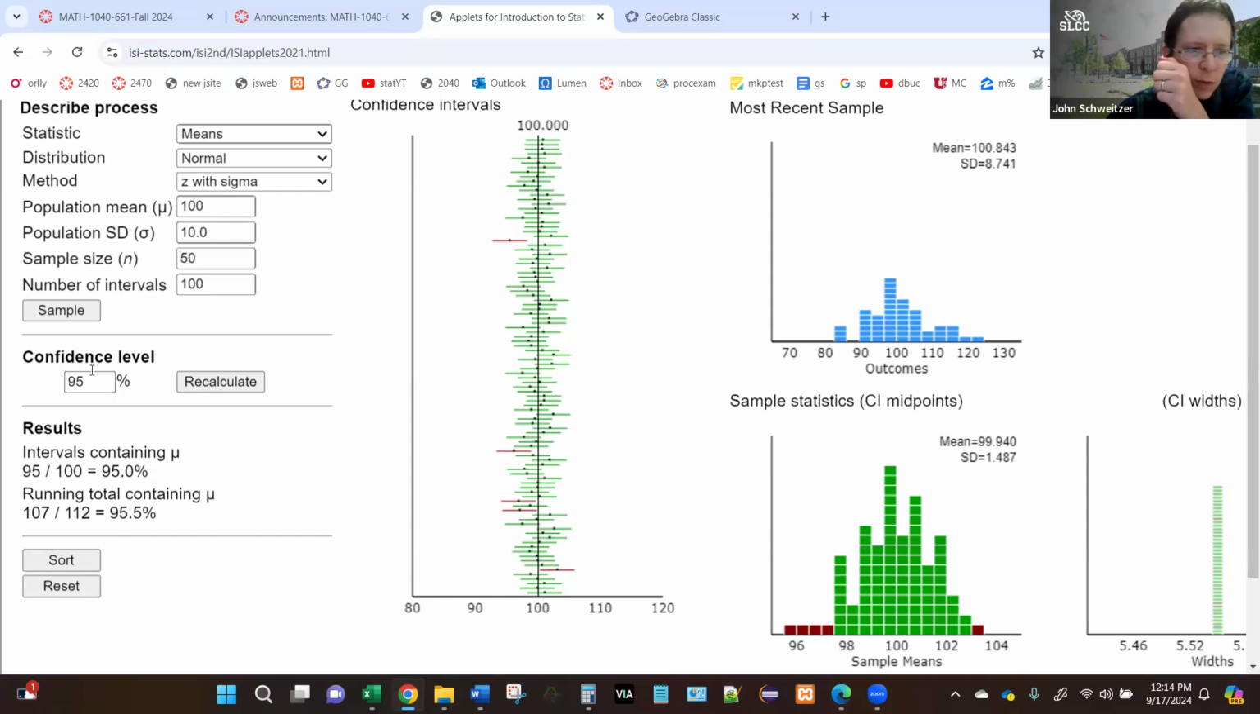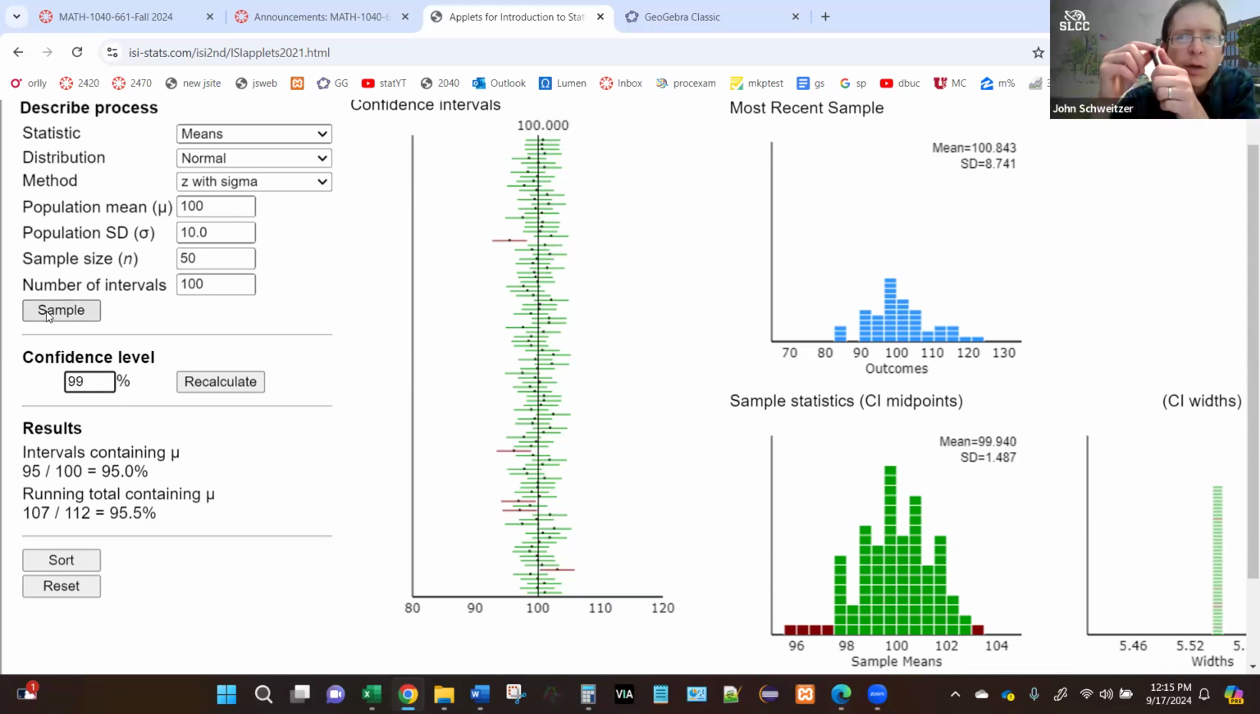So if there's 95% confidence, could there be more confidence or less confidence? Yes. Let's do 99% confidence. So all eyes on the app here. I'm going to hit the sample button. It's going to calculate 100 random samples from a population with mean 100. And for each of those samples, it's going to build a 99% confidence interval.